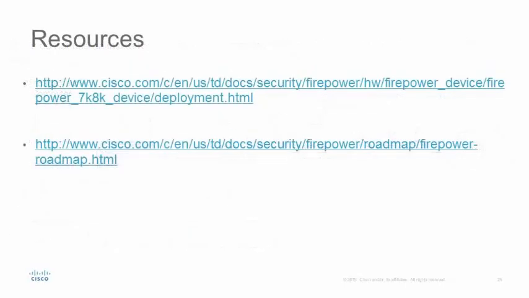So, resources. This top link here is basically a link directly to 7000, 8000 series device deployments. It's where many of the diagrams from this presentation were borrowed from. The bottom link is a link to the entire documentation roadmap for all things firepower, whether that is an ASA or a standalone firepower appliance. It covers deployment of all these, configuration of all of these pieces of the solution, as well as configuration of things like user agent, etc.